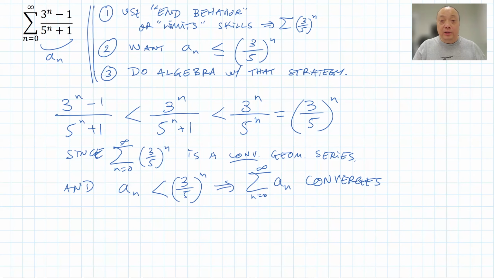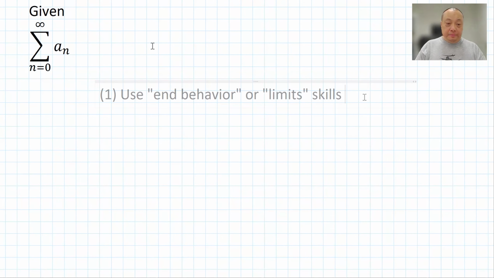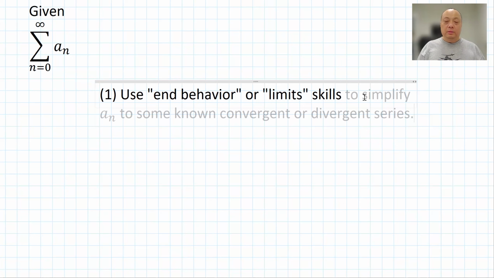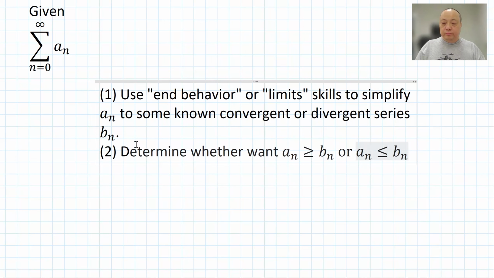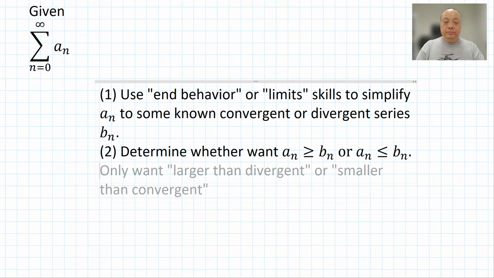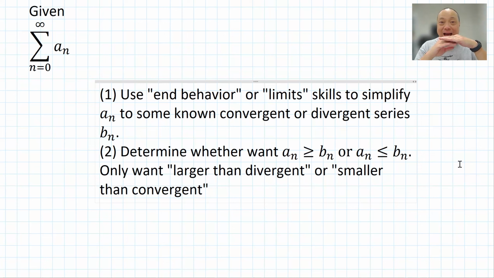So let's summarize the strategy again in one screen. Given a series a sub n, you use your end behavior or limit skills to simplify a sub n to some known convergent or divergent series. Let's call that other series b sub n. Then number 2 is decide what we want. Do we want a sub n to be greater than or equal to the new series, or do we want it to be less than or equal to? And remember that we only want one of two things. We only want our series to be either larger than a divergent series, in which case it diverges, or smaller than a convergent series, in which case it is capped with a ceiling and it will converge. We don't want any other combination.